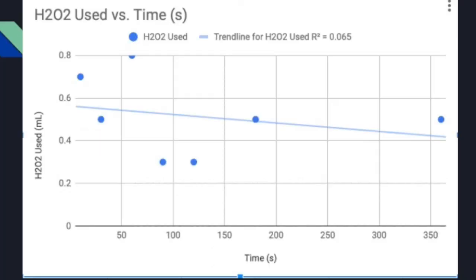Perhaps as time progressed beyond 120 seconds, the enzyme was denatured due to prolonged exposure to the room temperature environment, impacting the data we collected. Some sources of error in this lab could include the measurements we took for the substances, specifically the catalase, hydrogen peroxide, and potassium permanganate.